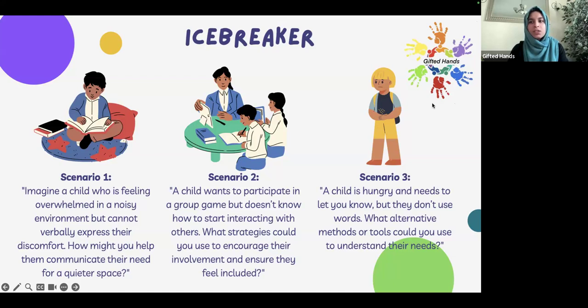Yes, Nishi, you have raised your hand. Yeah, I also want to add to scenario two. The best way to increase participation in a group activity, because most of the time they are isolated in themselves instead of taking part, is to address that challenging behavior they all have.